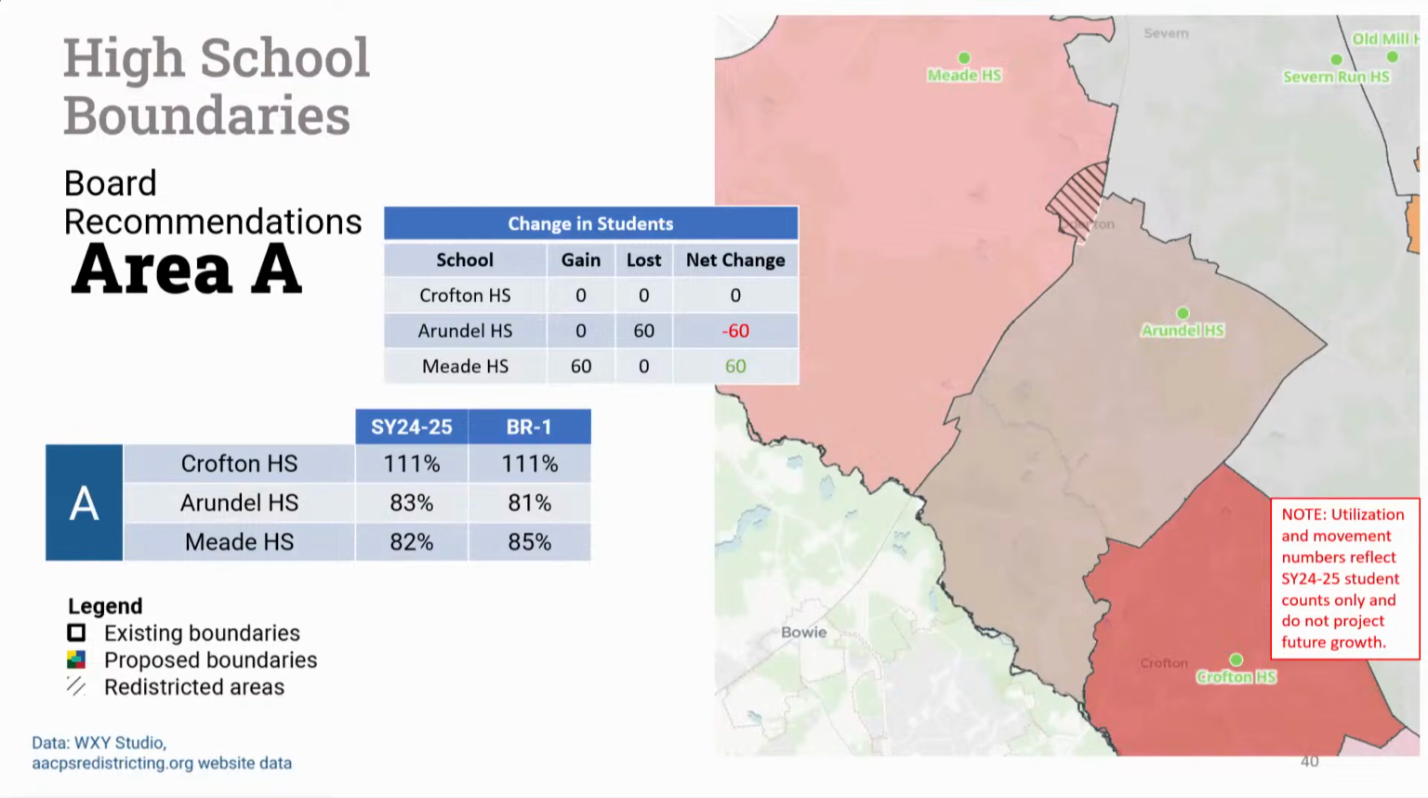In Area A, BR1 and BR2 show no change in students for Crofton High School, leaving the school overutilized at 111%. Arundel High School would move 60 students to Meade High School, bringing Arundel High School to 81% and Meade High School to 85% utilization.